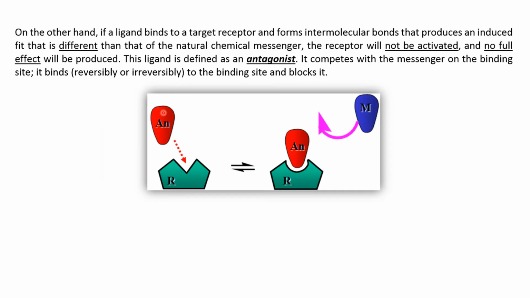Okay, so what happens if we design a drug that produces a different induced fit? In this case, the receptor is not going to be able to produce the signal transduction and the biological effect we are looking at, and this drug will be called an antagonist. This drug would bind to the binding site and prevent the natural chemical messenger from binding to the binding site. It competes with it, and as a result, the receptor will not be activated and will not see the full effect.